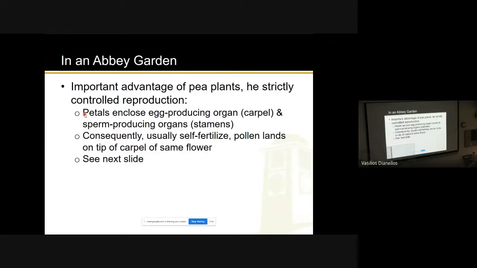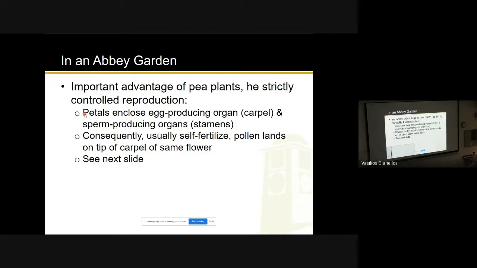An important advantage of pea plants is that he was able to strictly control the reproduction. Now, if you're taking notes, you can give your note-taking hand a break. None of this will be on the exam, and honestly, really even understanding it is not important for understanding the rest of the chapter or the rest of the semester. But your book talked about it, so did I. Because again, we're talking about why did he use pea plants?